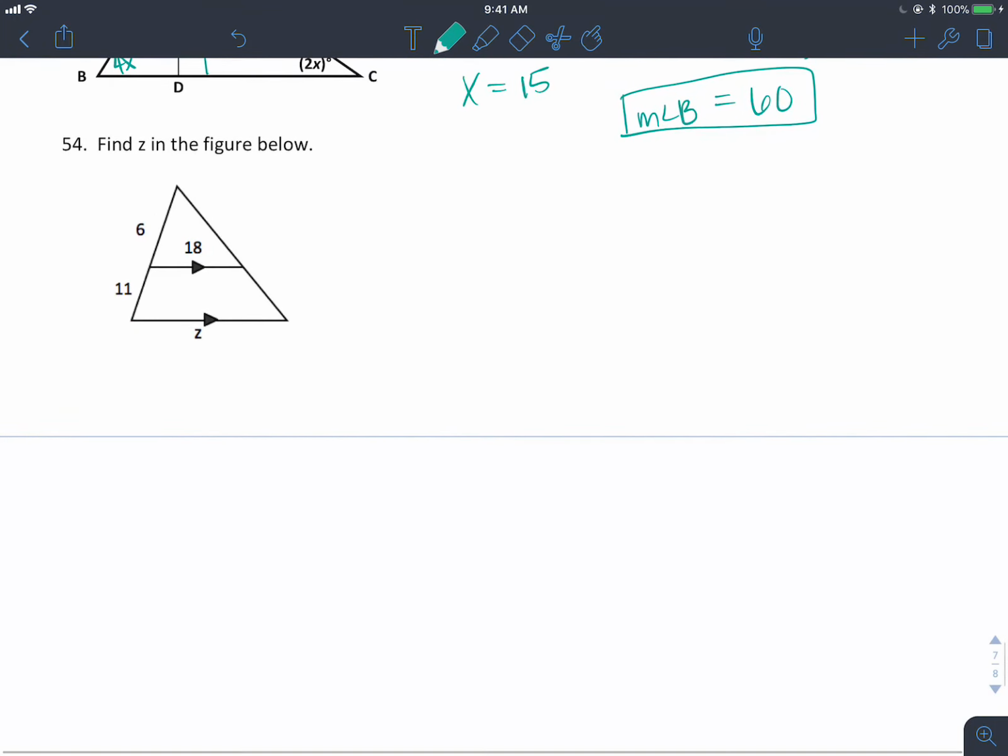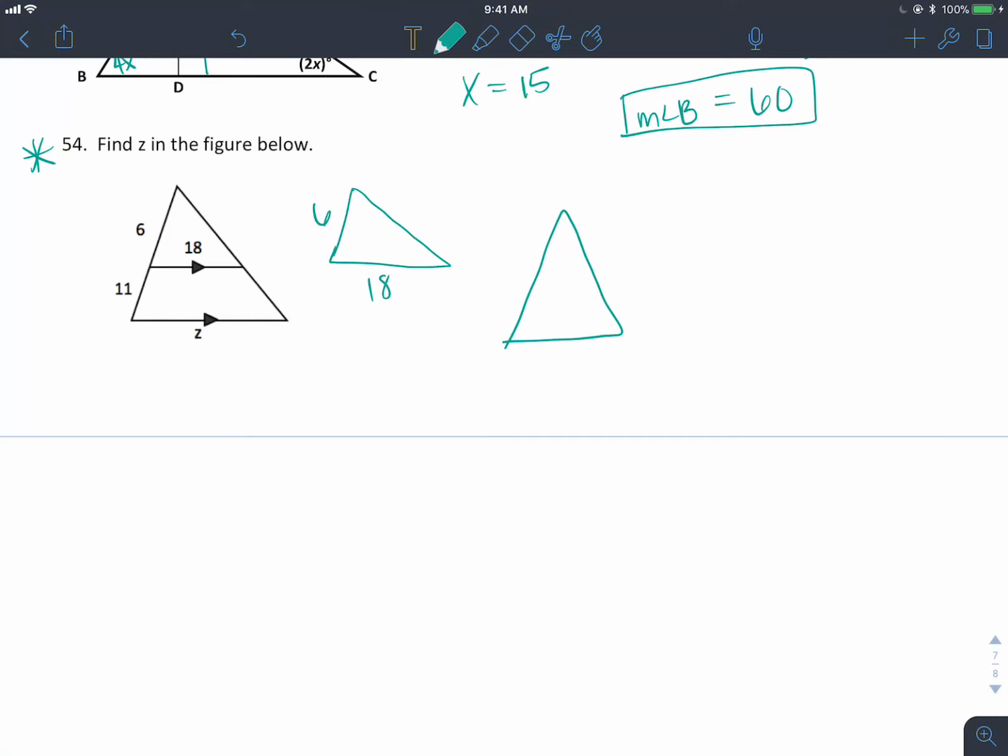All right, our last one. A very, very commonly missed question on this final. I would suggest drawing 2 triangles out. You have 6 and 18. And in the bigger triangle, this side length is going to be the sum of 6 and 11, which is 17. And then we have our unknown length of z. So we are going to create our proportion. We have 6 and 17, 18 and z. So 6 over 17 equals 18 over z.